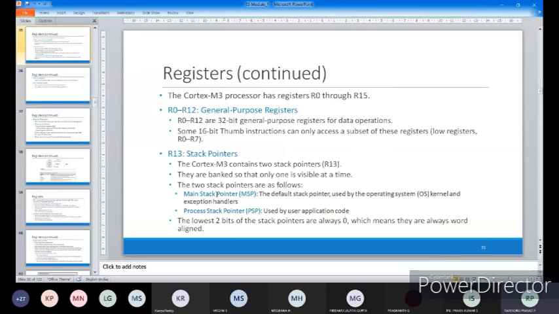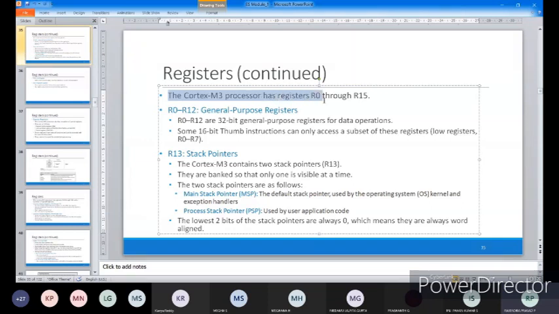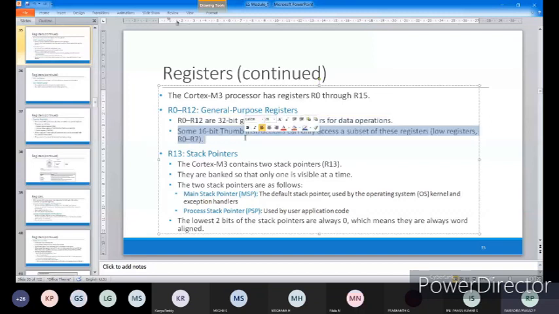So here he is discussing all the register points. You can observe here the Cortex M3 processor has registers R0 to R15. R0 to R12 are used as general purpose registers. R0 to R12 are 32-bit general purpose registers for data operations. Some 16-bit Thumb instructions can also access a subset of these registers, the low registers R0 to R7. So whatever I discussed, the same thing has been written in these points.